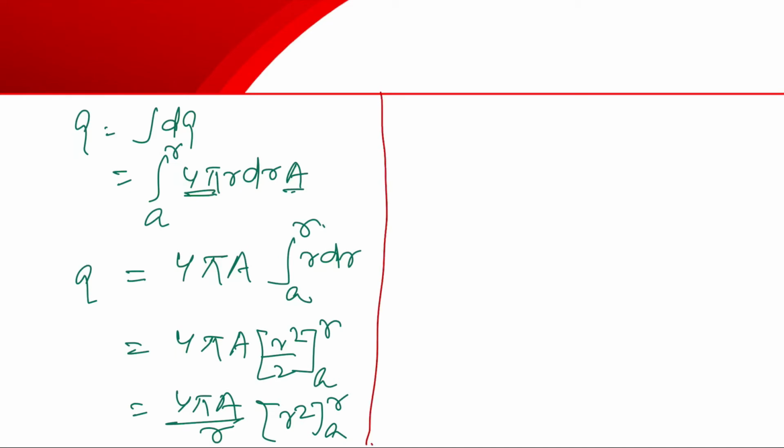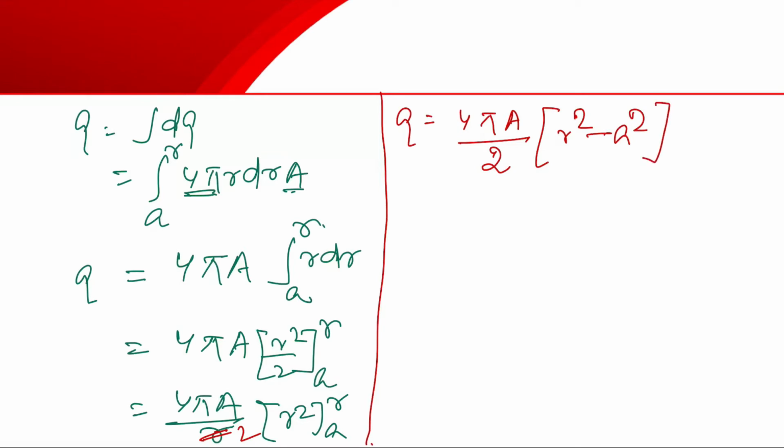Let us calculate further. So, q will be equal to 4 pi a by 2, this will not be r, and in bracket we can write r square minus a square. Okay, this is the q. If we cancel this and this, then finally q will become 2 pi a into r square minus a square. This will be the q.